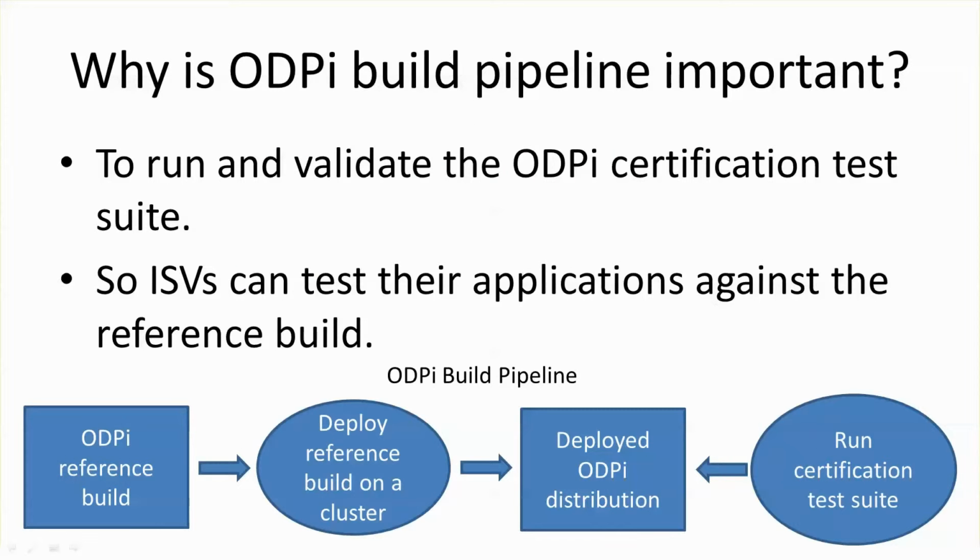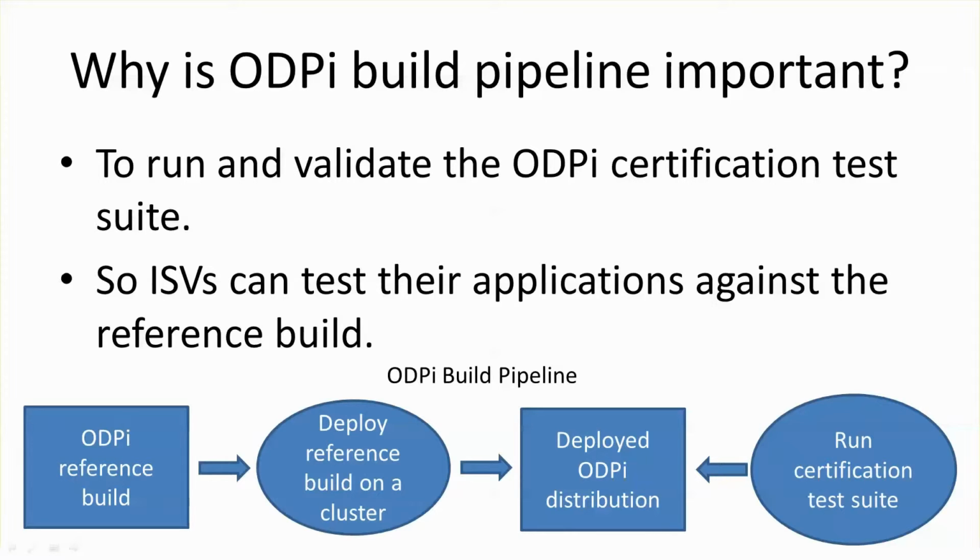You might wonder why the ODPi build pipeline is important. There are many reasons, but the two main ones are to run and validate the ODPi certification test suite, and also so ISVs can run their application against the ODPi reference build. I've included a diagram of the build pipeline for your reference.